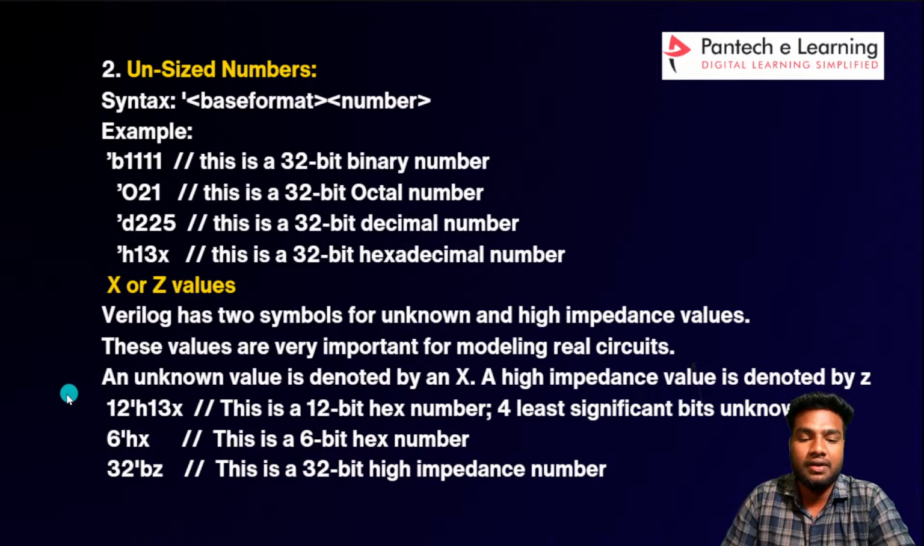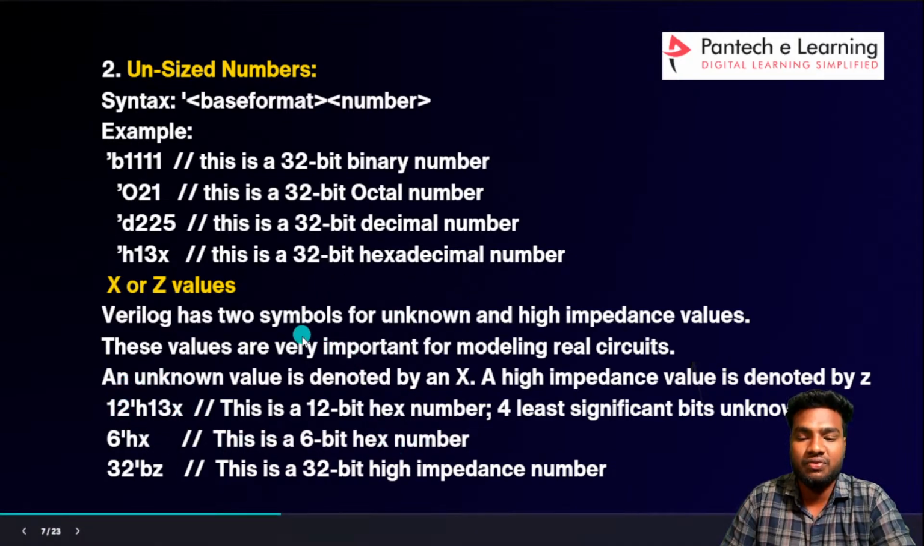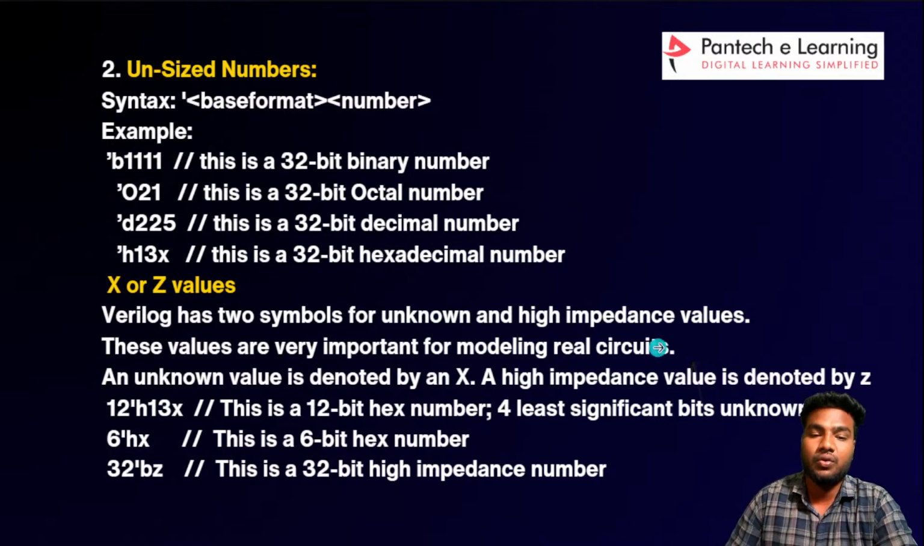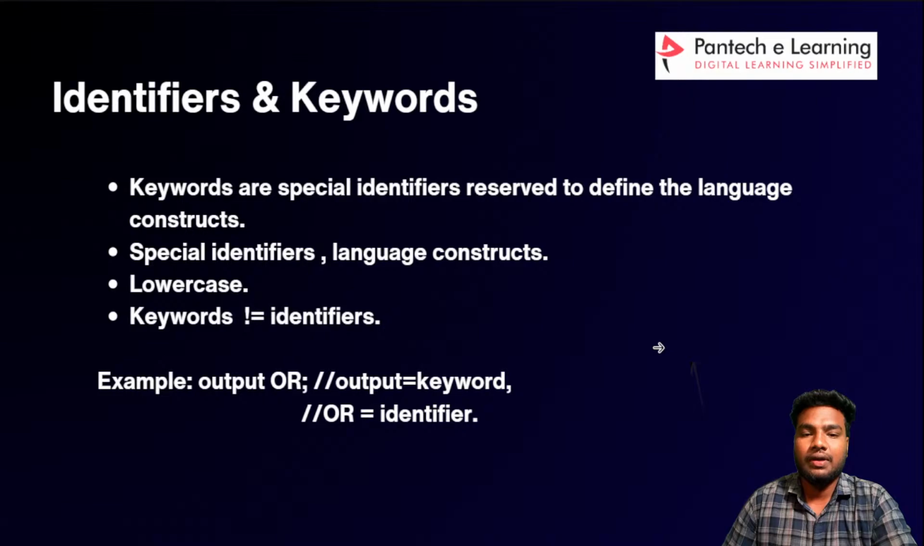If you write in code a = 12'h13x, the 'h means it is in hexadecimal format. So like this, we can assign whatever value you want in a format like decimal, hexadecimal, or binary, to a particular variable. Let's move to identifiers and keywords.